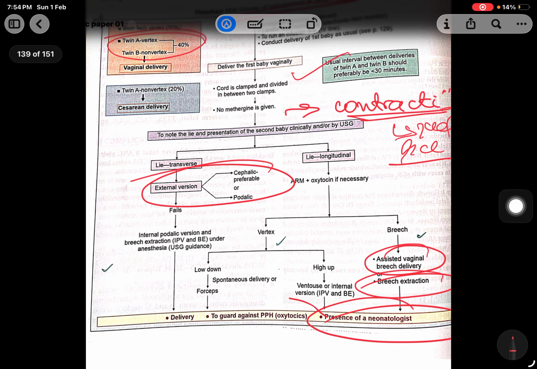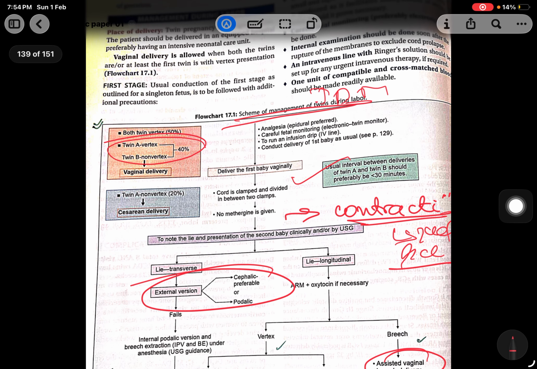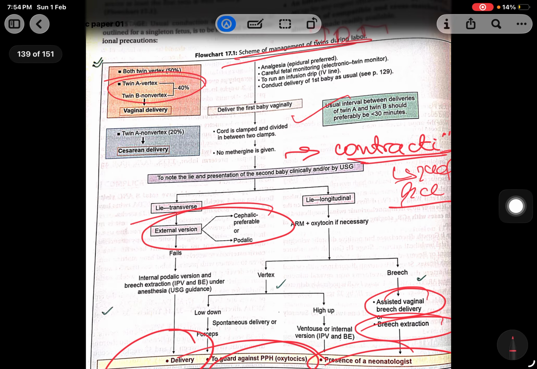Again, these are the major things, so I'm sure you know it, but I hope you know how to go about it. The basic thing is, first you should check whether it's vertex or non-vertex. If it's vertex, then you have to try the delivery of the baby vaginally. If it's non-vertex, and everything fails, obviously it's a C-section. If it's vertex, then obviously deliver the baby, apply the clamp, and you don't give Methergine.